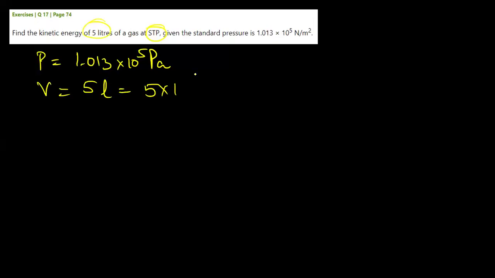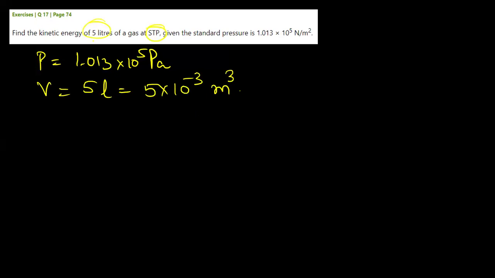Find the kinetic energy of 5 liters of a gas at STP. Again, STP is asked. STP means you should know that pressure will be 1.013 into 10 raised to 5 Pascal. 5 liters of gas. Please remember, liter is a CGS unit. Volume is given as 5 liters. Convert liter to meter cube, so you multiply by 10 raised to minus 3.